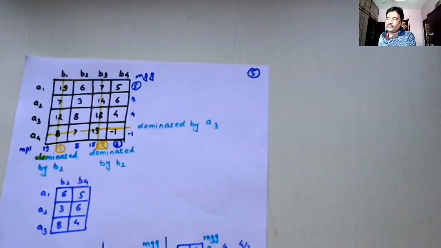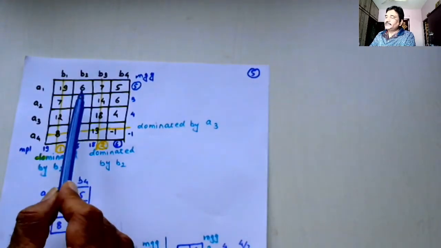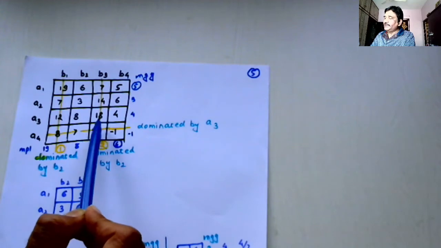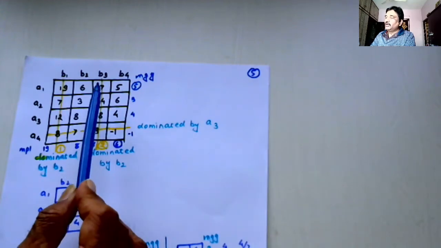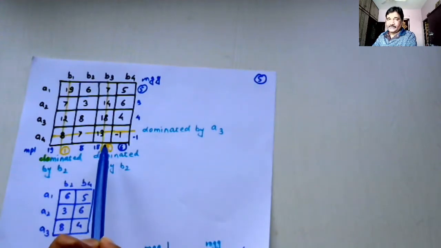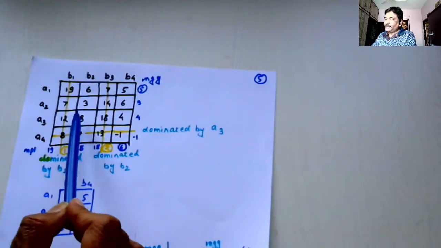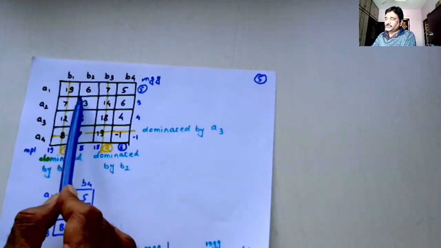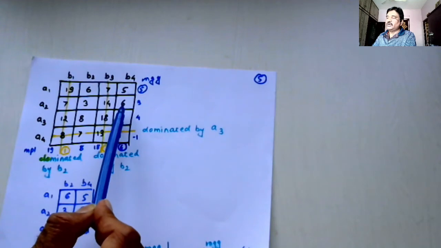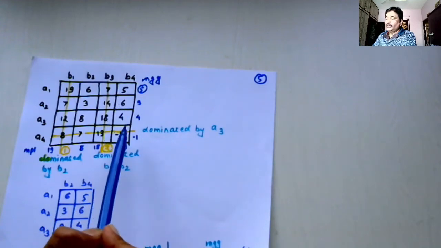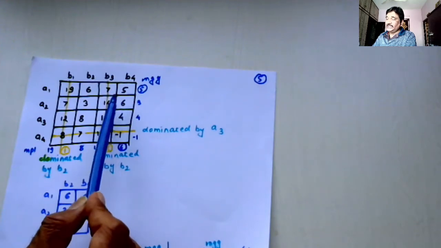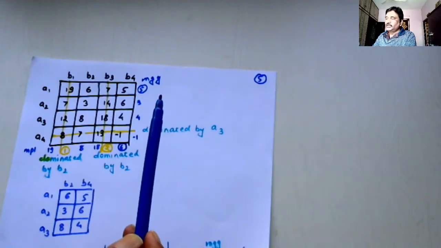Now compare B2 with B3. 6, 7, 7 more, 3, 14, 14 more, 8, 18, 18 more, 7, 13, 13 more. All the values in the B3 column are more, so the B3 column will be eliminated. Now compare B2 with B4. 6, 5, 5, 6 more, 3, 6, 6 more. So you leave the comparison because one value in the column B4 is less and another is more.